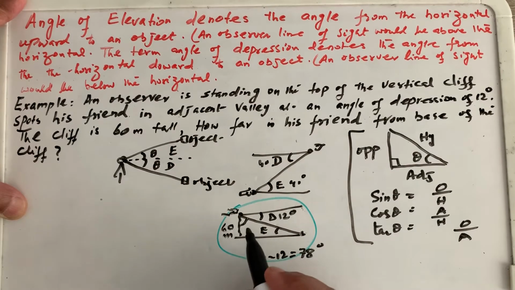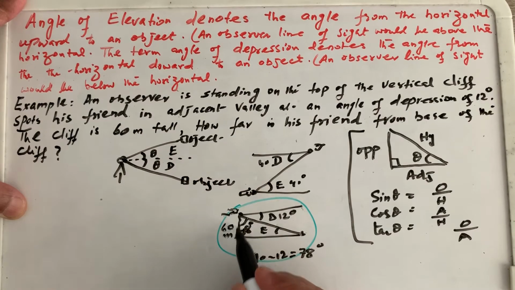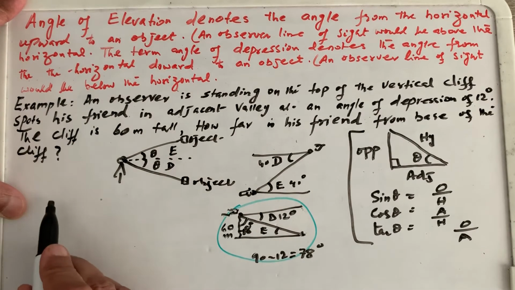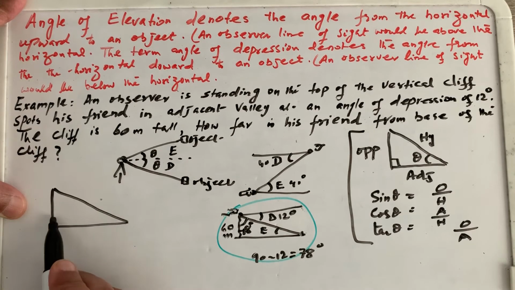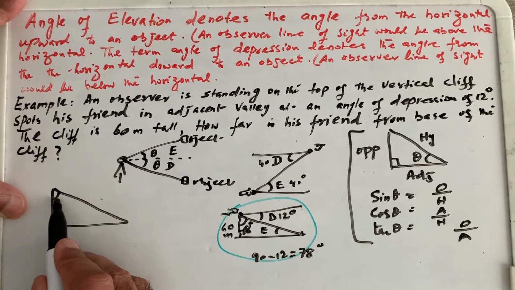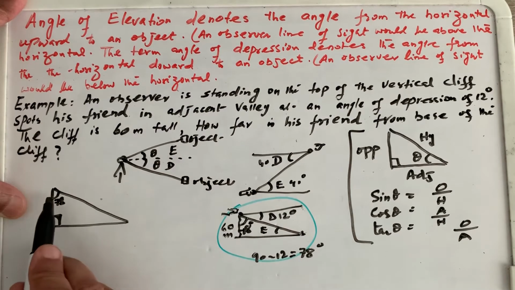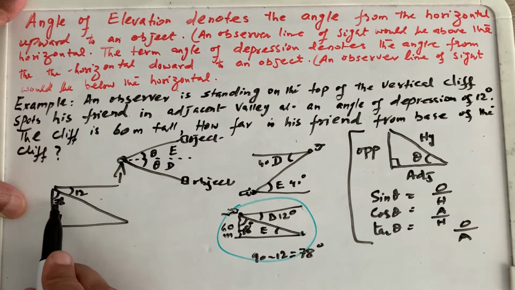So 90 minus 12 comes out as 78. I will write here 78. This angle is 78, right? For this angle, if you want to solve this right angle triangle, this is my 90, this is my 78. So this job is done: this was 12, and now we are inside the right angle triangle, and my angle is 78.